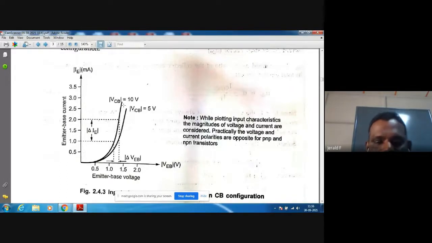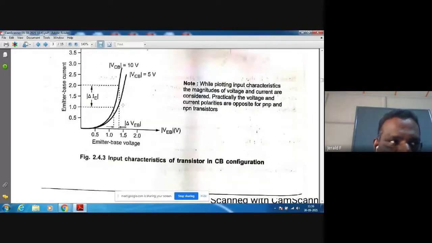So this is the first characteristic. What is the first characteristic of this configuration? It is called common base. Common base means this horizontal side is the emitter base junction, and the collector side is the collector base junction.